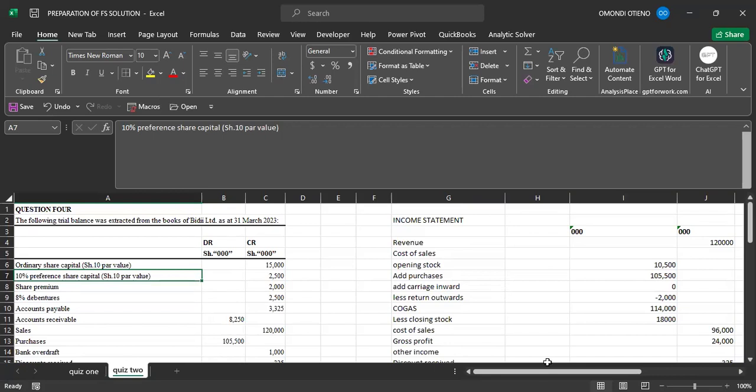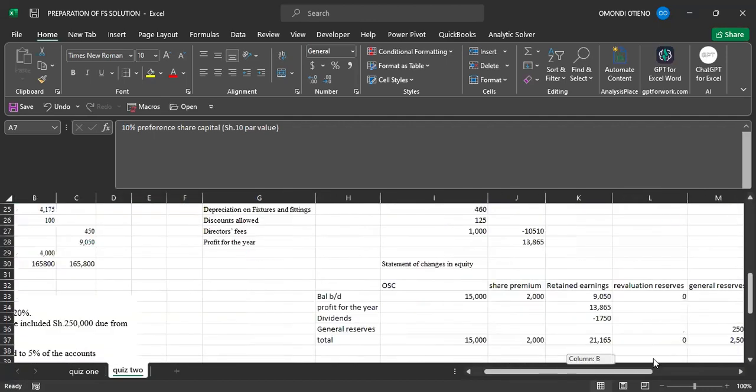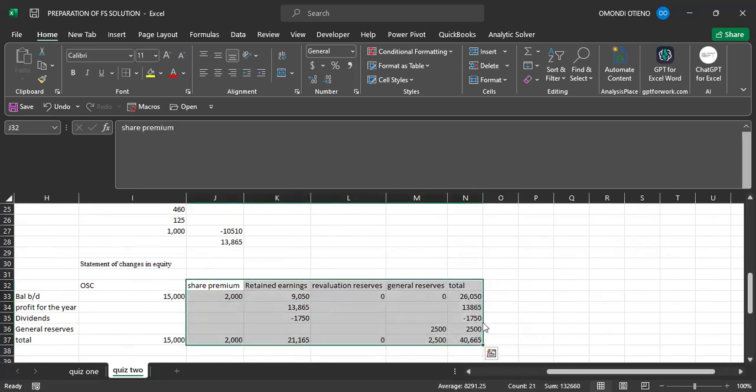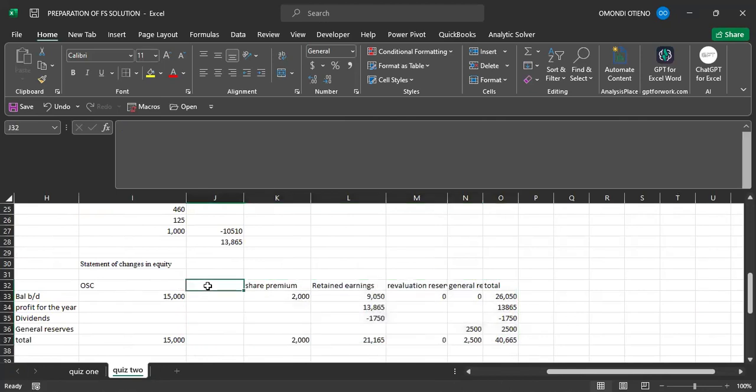So we're talking about, okay. Now, having done that, we have said we are supposed to bring it here. People are telling me we need to bring preference share capital. Preference share capital. So opening balance 2,500, then we now get the total down here. And of course, the total preference share.